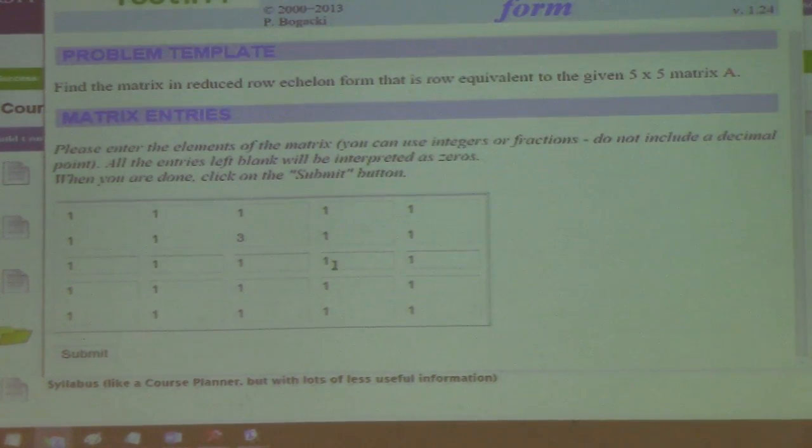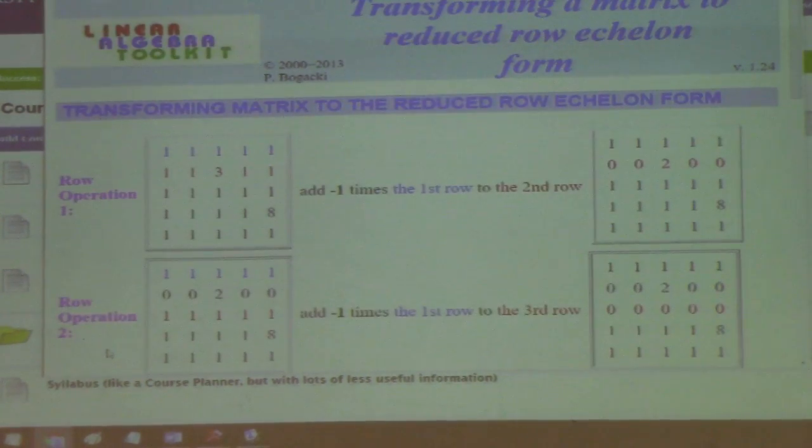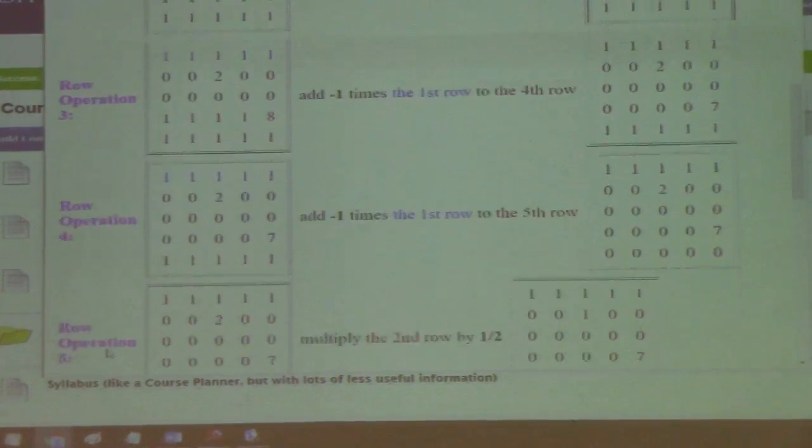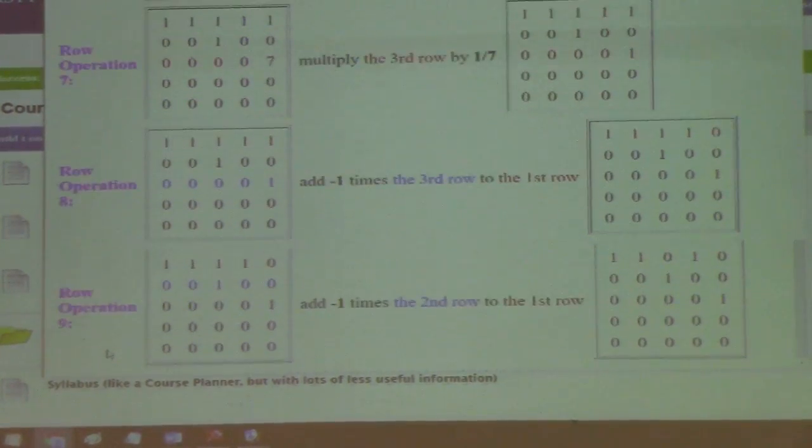What would happen if I put like an 8 here? There'll be 3 pivots. You might wonder, how do I know that? There's a lot going on with the algorithm. How do I know that there are going to be 3 pivots?